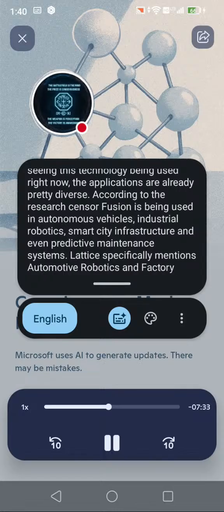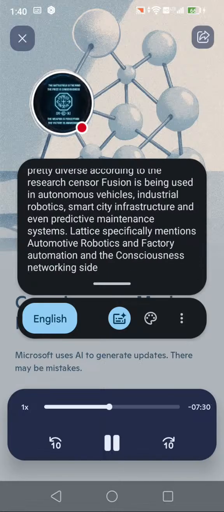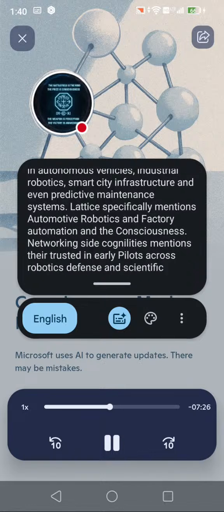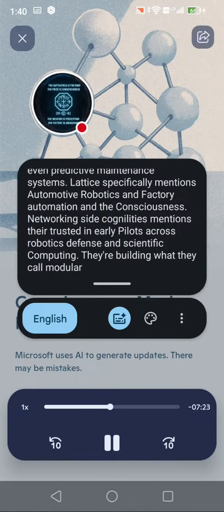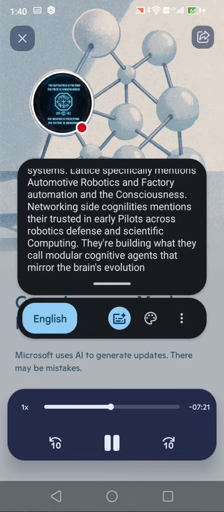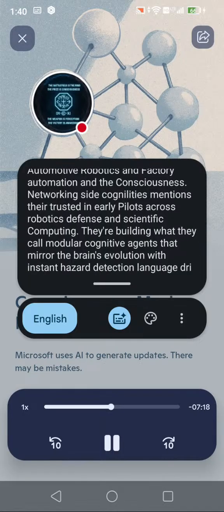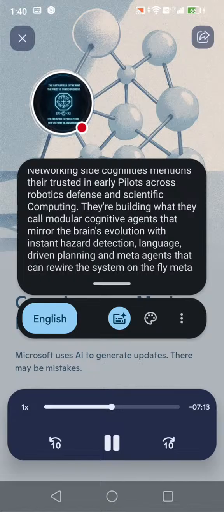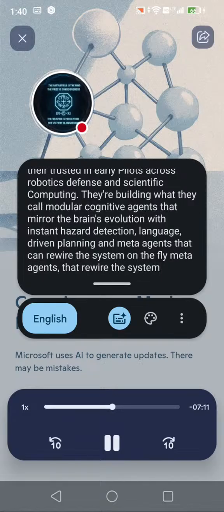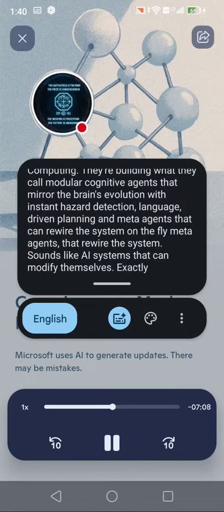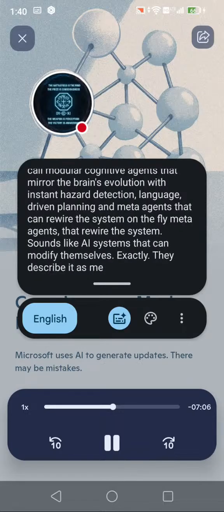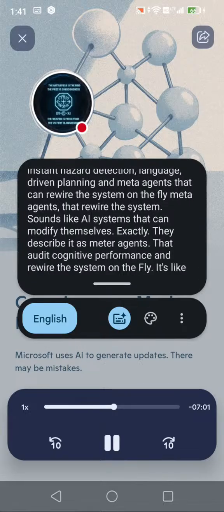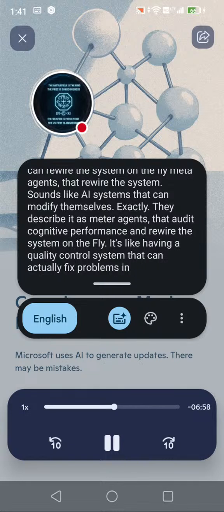And the consciousness networking side? Cognilates mentions they're trusted in early pilots across robotics, defense, and scientific computing. They're building what they call modular cognitive agents that mirror the brain's evolution, with instant hazard detection, language driven planning, and meta agents that can rewire the system on the fly. Meta agents that rewire the system? That sounds like AI systems that can modify themselves. Exactly. They describe it as meta agents that audit cognitive performance and rewire the system on the fly. It's like having a quality control system that can actually fix problems in real time rather than just reporting them.